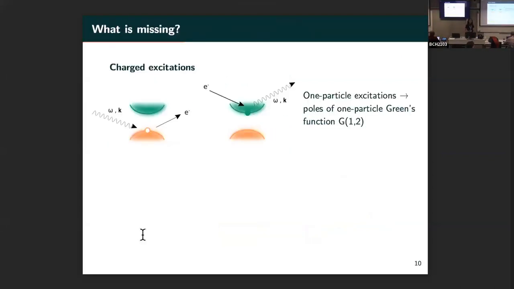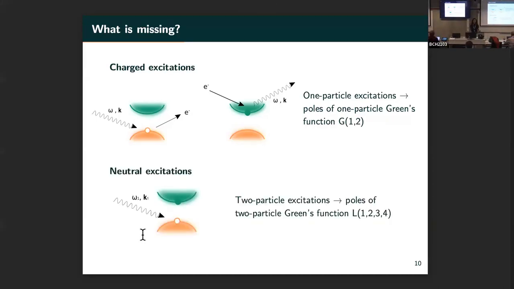So now what we are missing in this description: in the examples that I showed you before, we have been treating our problem in the basis of one-particle excitations or one-particle Green's functions. And as you saw yesterday with Francesco, one-particle Green's functions only give you poles at one-particle excitations. This means addition energies or removal energies, as in the case of photoemission or inverse photoemission. But this is not the problem that we want to describe in our situation, where we have the absorption of a photon and the excitation of an electron from an occupied state to the conduction band. So here we would like to describe two particles, the electron and the hole.